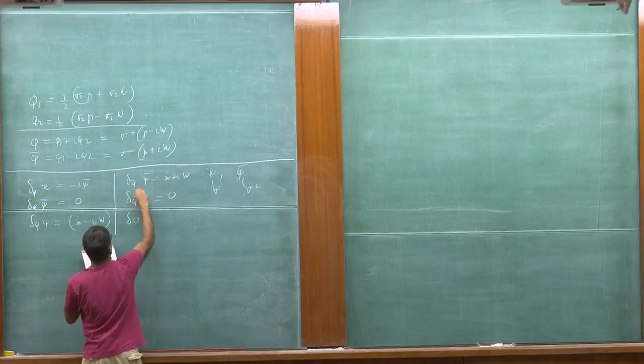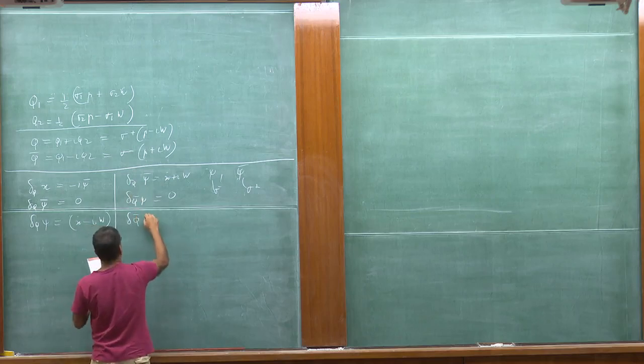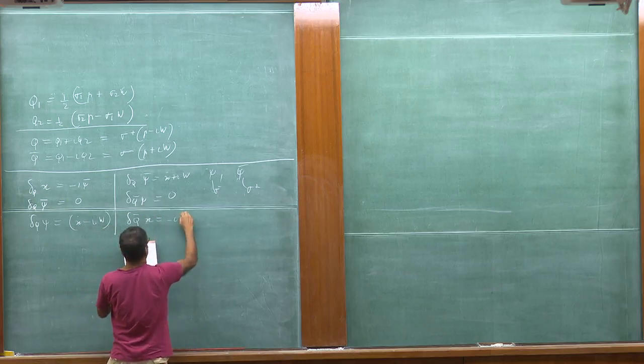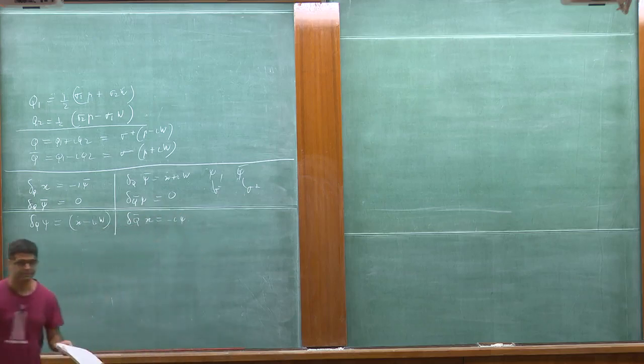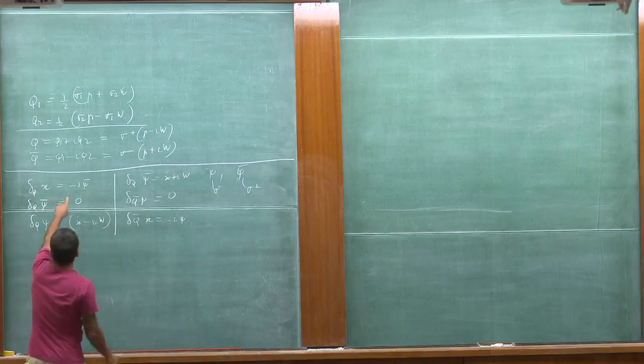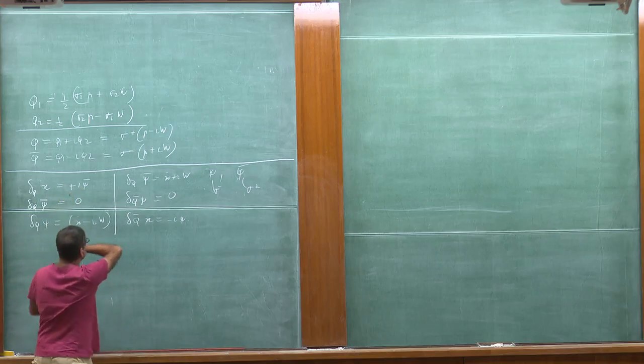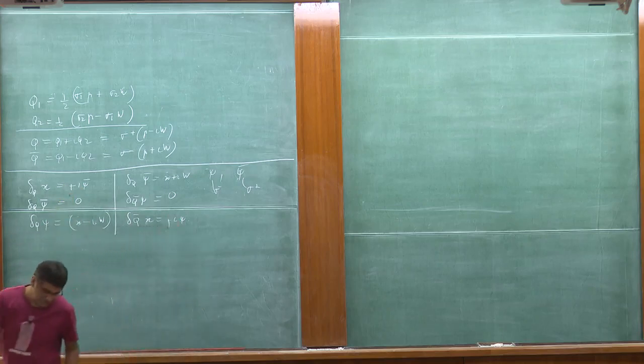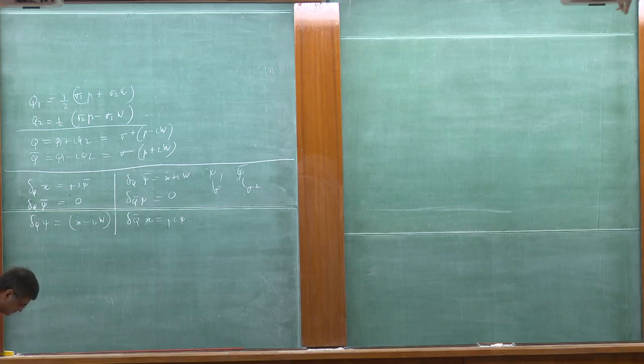Sorry, delta Q bar of x was equal to minus i psi. Which one? The first one. This was plus i psi bar, and this one is also plus. Okay, excellent.